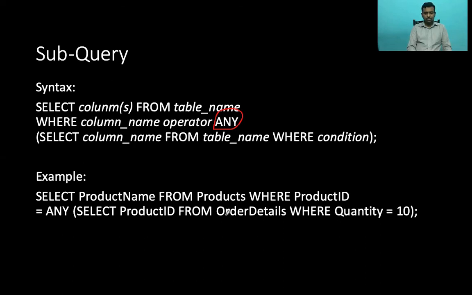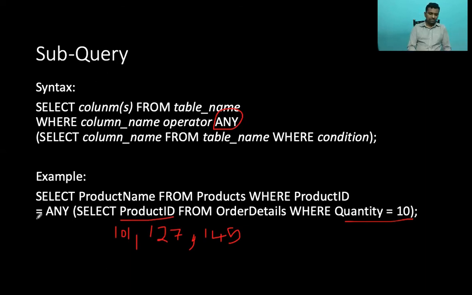Now here, what is the information that I'm going to get? I'm going to get which are all the products that have been bought for a quantity of 10. So the order details give me quantity 10, and I provide the product ID. For example, product IDs 101, 127 and 145 have been sold 10 products each. So this information will be provided. And if any one of these matches, this will provide me true.